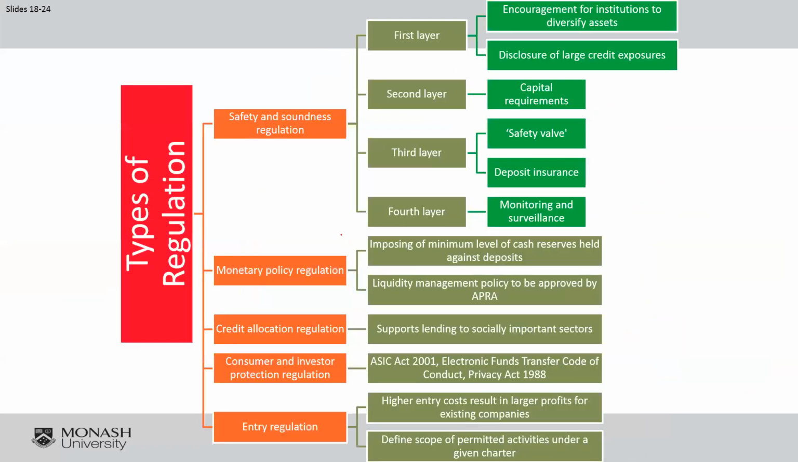Now, I have really delivered the point I wanted to deliver in this part, but I just want to give you more details. For example, safety and soundness regulations. First layer: an institution has to have good portfolios. They have to diversify their assets. You cannot give all your money to housing loans or commercial loans. You cannot give big loans, big exposures to one firm, for example, 10% of the bank capital.